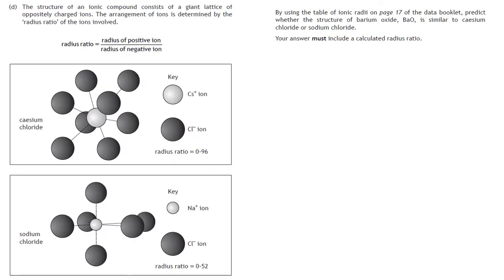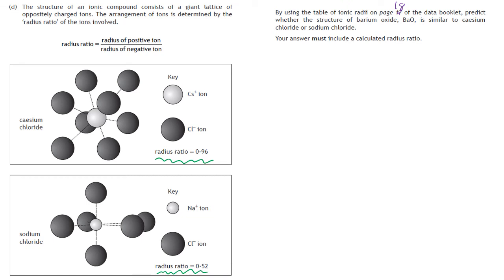Another problem-solving question. So this one tells us radius ratio is radius of positive ion divided by radius of negative ion. And then we've been given two structures, and they've each got a radius ratio. And what we've been asked is to look at page 17. Now that was on the old data booklet. This is actually page 18.